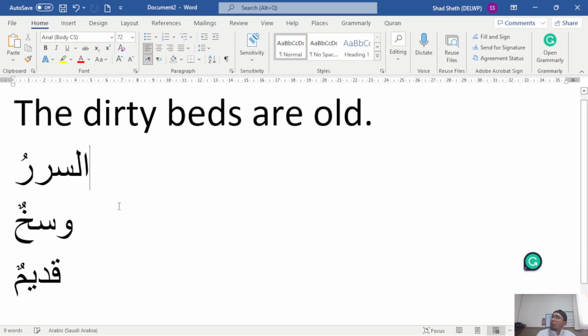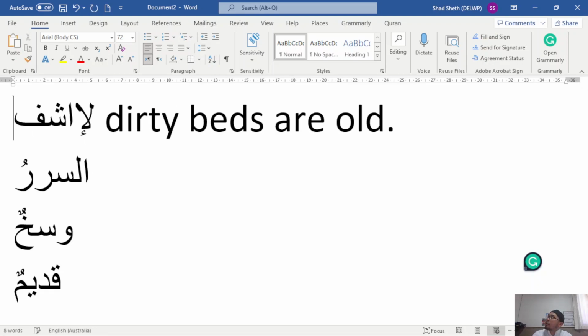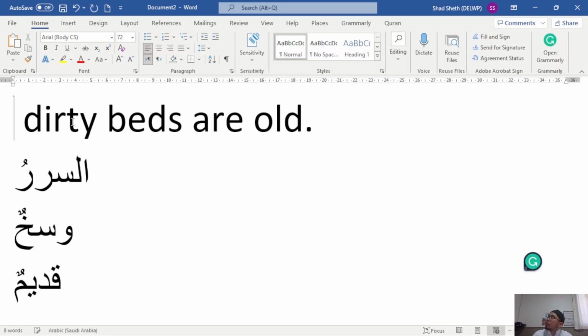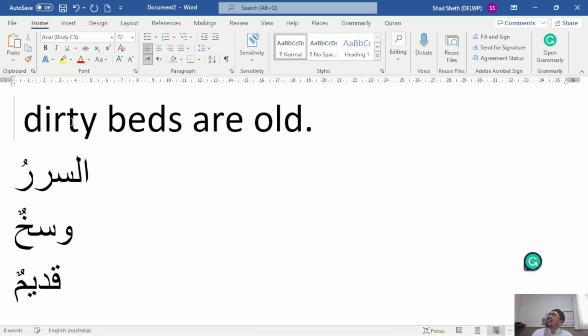I'll just do the same vocab. That. So the old doesn't affect anything. No, old does affect. Kadimatun. It's not kadimun. He only did kadimatun, that's why I skip it. Sorry, because it's describing the beds. No, describe it. The beds.